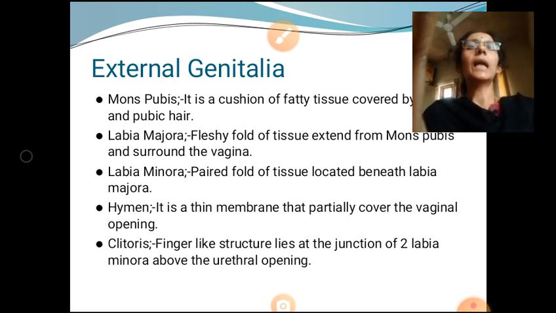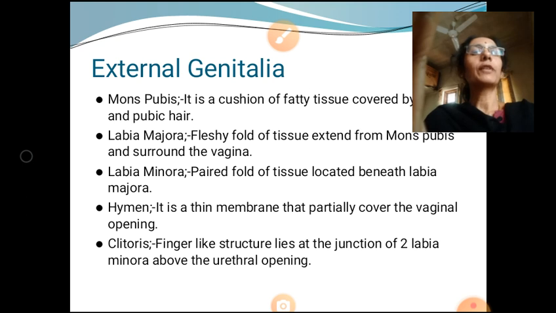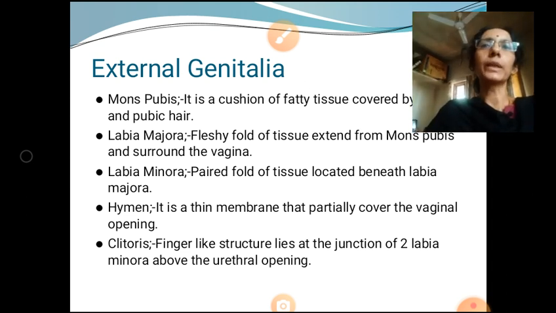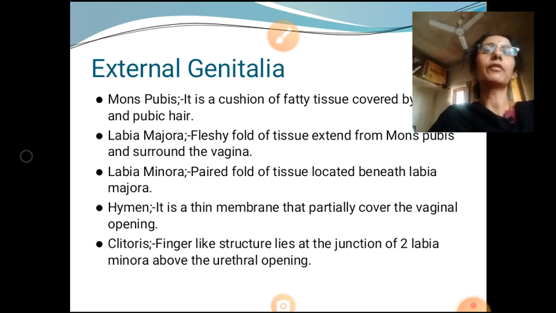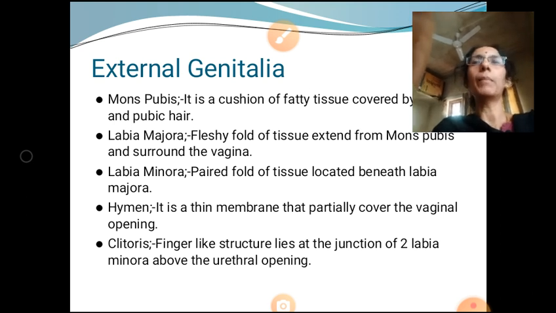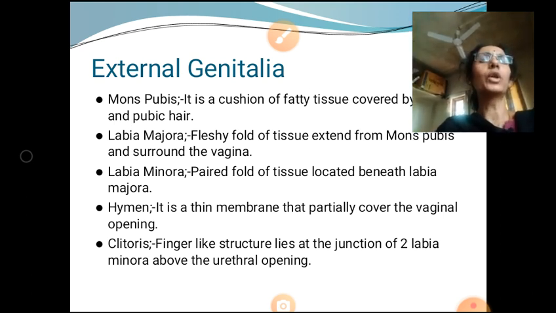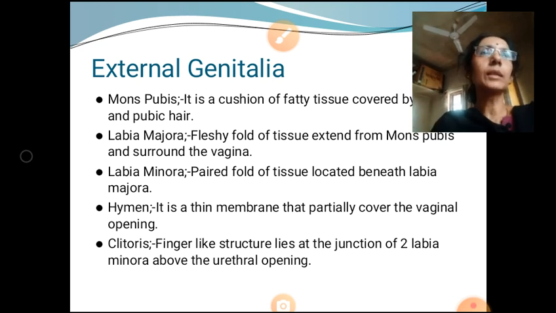Next one is labia majora. It is a fleshy fold of tissue that extends from the mons pubis and surrounds the vagina. So, the mons pubis is a cushion of fatty tissue covered by skin with pubic hair. Labia majora is a fleshy fold of tissue extending from the mons pubis and surrounding the vagina. Next one is labia minora. It is a pair of folds of tissue located just beneath the labia majora.